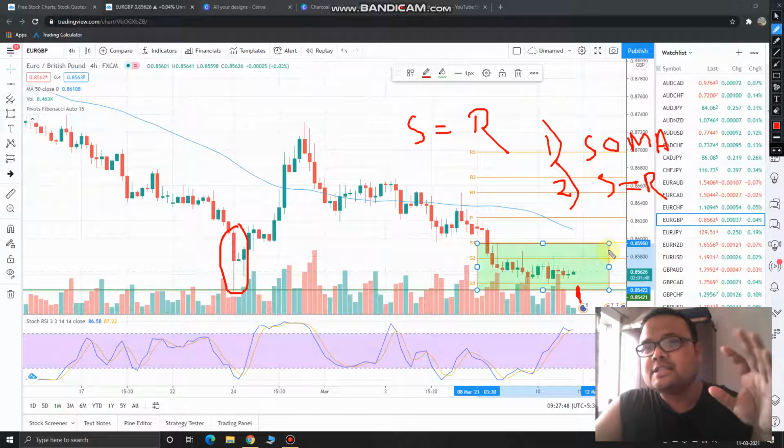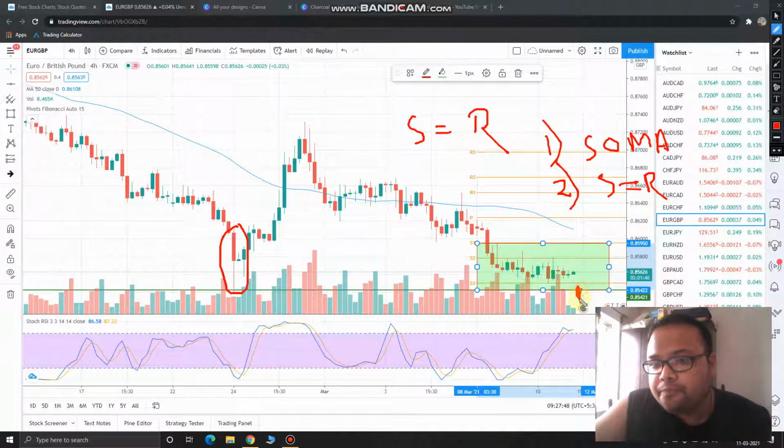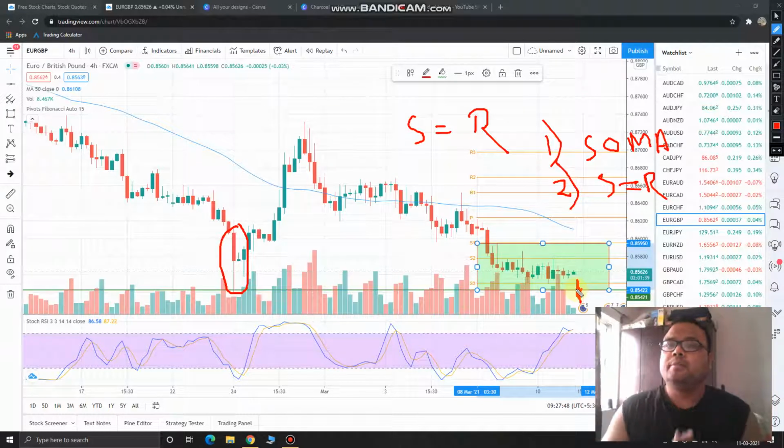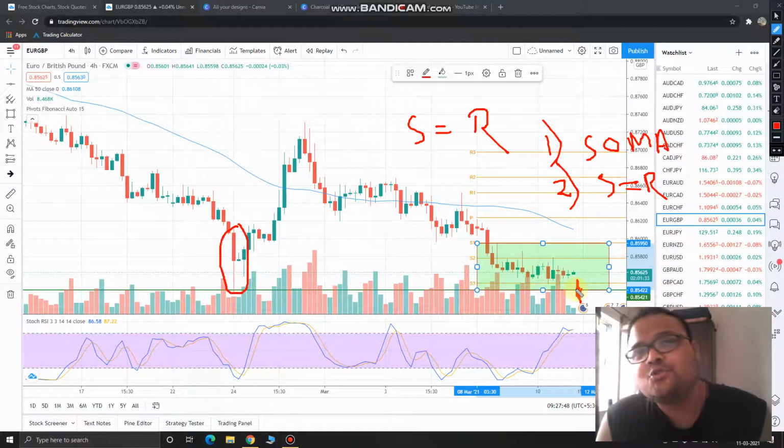And just make sure that the price is being supported by volume. That's it. If you see that the price is being supported by volume, then there will be a good fall again. So this is the simple analysis of Euro GBP for 11th March 2021.